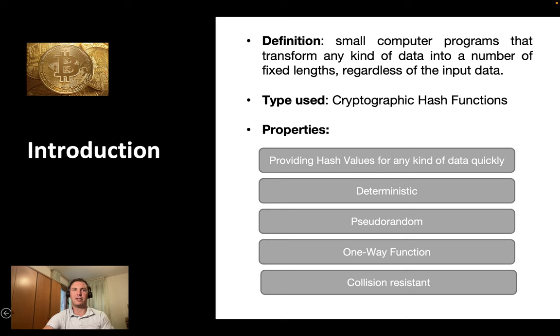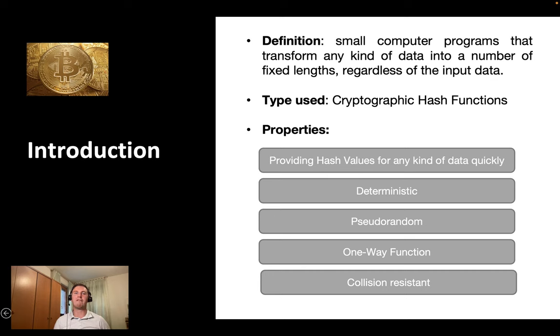Let's start with the definition. What are hash functions? They are small computer programs that transform any kind of data into a number of fixed length, regardless of the input data. There are many different hash functions that differ, among other things, with respect to the length of the hash value they produce. An important group of hash functions is called cryptographic hash functions, which create fingerprints for any kind of data.